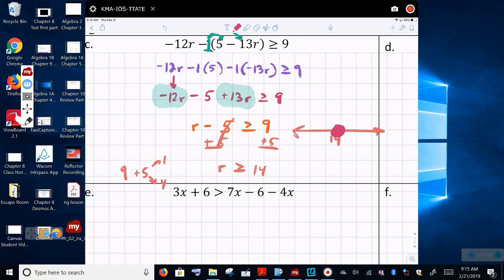Now to use our tip, our hint, the variable has to be on the left, so I'm making sure it is on the left, and it is. So I can use that this inequality sign is pointing to the right to tell me, hey, let's shade to the right. Okay?